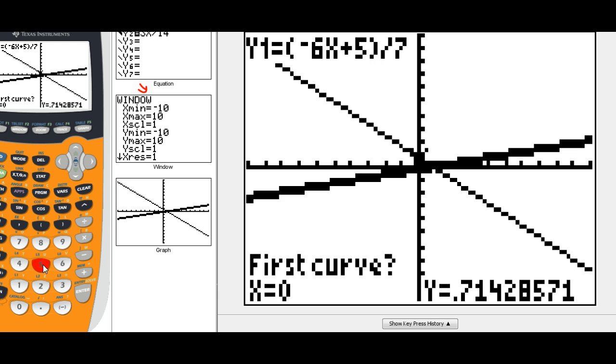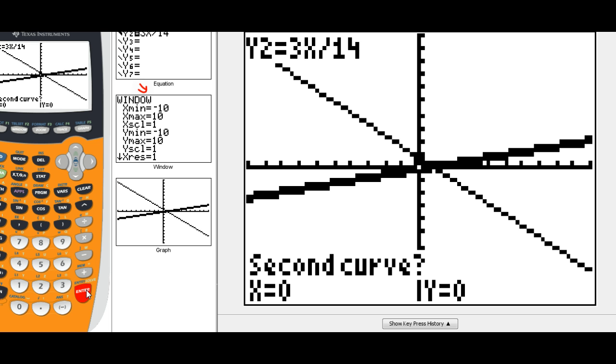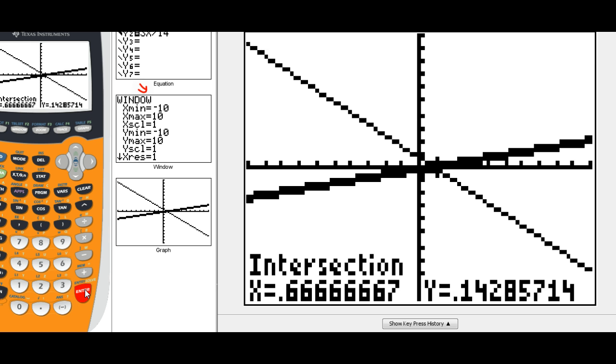The cursor is on the first equation, y1, so you can press yes. That's the first curve I want, so enter. The second curve is on y2. Yep, press enter. I don't need to make a guess. There's only one point of intersection. And there's my point of intersection, 0.6 repeating and 0.14285714. So let's look to the top of that page 616.